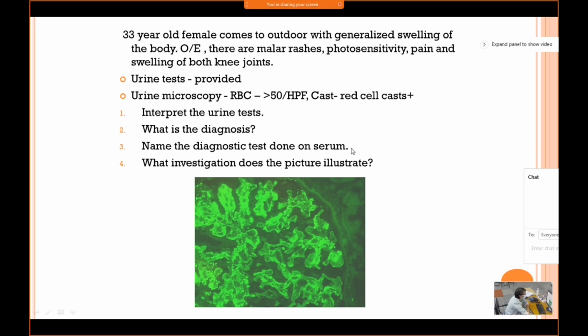Okay, anti-nuclear antibody is a very sensitive test. It is usually positive in SLE, but it is not diagnostic. You remember that. So the question here is name the diagnostic test. The diagnostic test for SLE is anti-double-stranded DNA. Okay, anti-dsDNA. That is the answer here. What investigation? This is immunofluorescence.